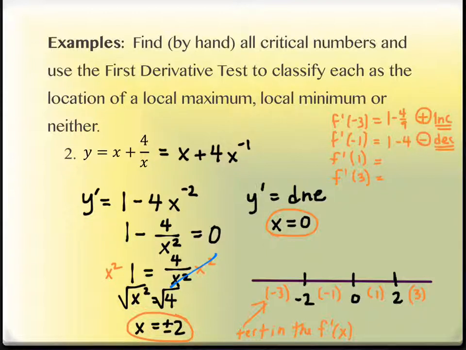What about when I plug in the number 1? I have 1 minus 4 again, another negative, another decreasing. And what about when I plug in 3? I get a positive, increasing again, same value. It happens to be the same values, and it's just because we've got squareds in what's going on. I said that right.